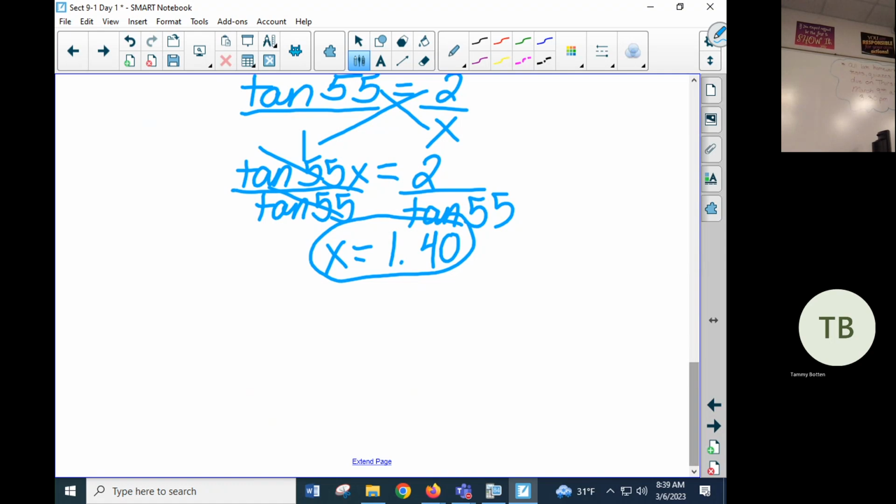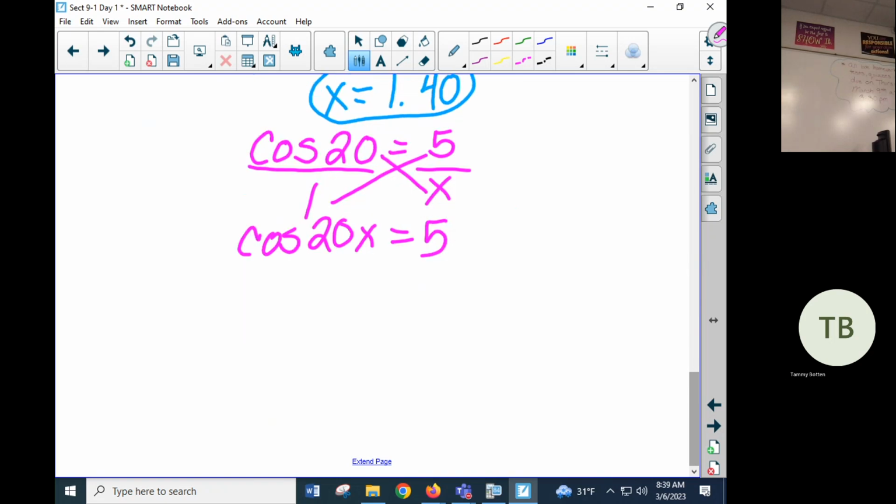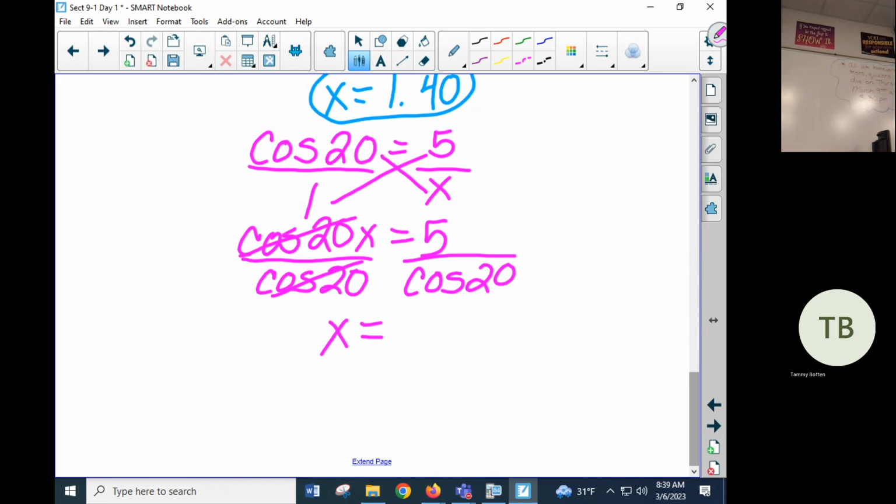I'll just show you one more like that. So you could get something like cosine of 20 equals 5/x. Just put this over 1, do cross products. You'd get cosine 20x equals 5. Divide by cosine 20. And x would equal, if you do 5 divided by cosine 20, you get 5.32. So that's how you do it if the x isn't on the top.